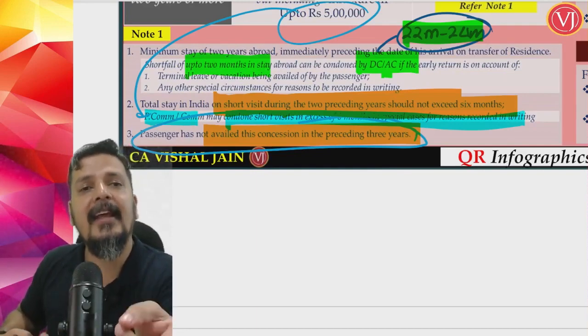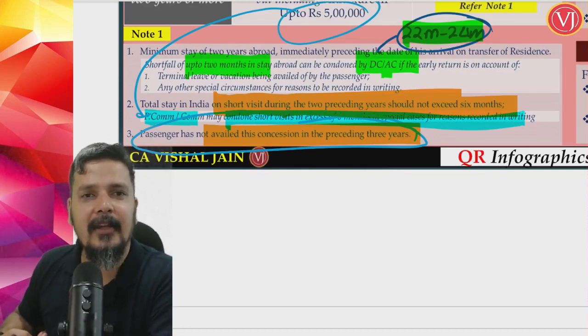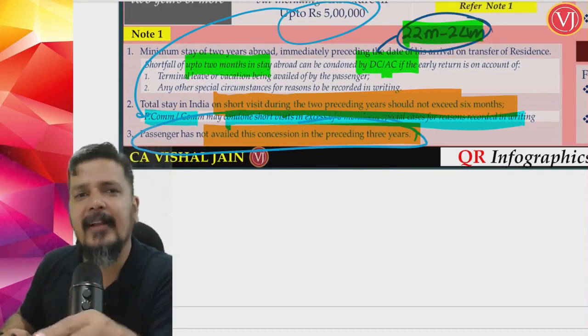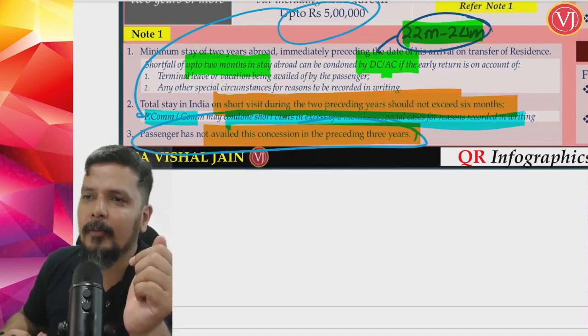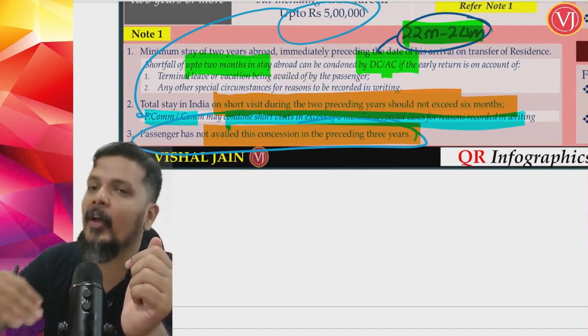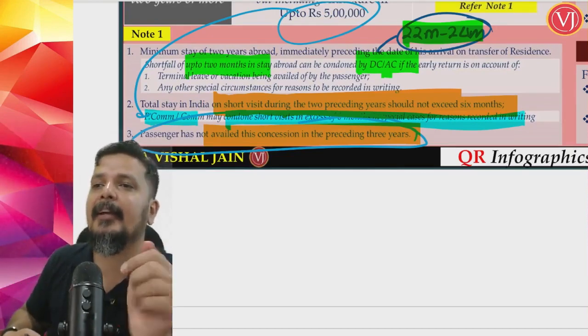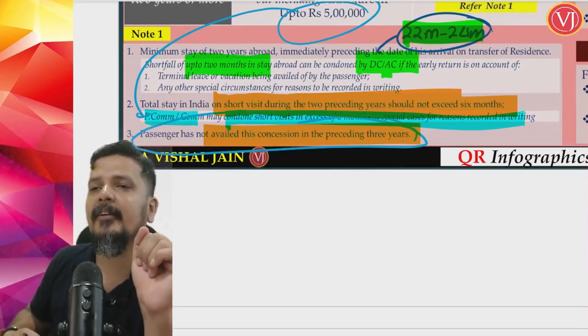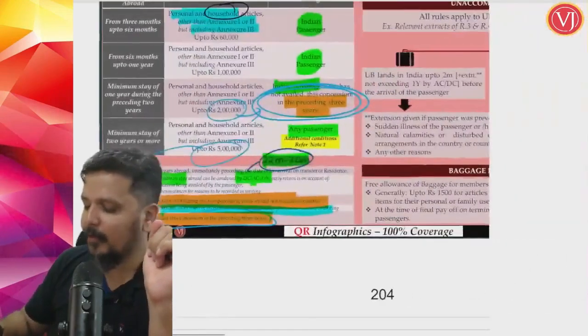But if your stay in the US itself is not touching 2 years, but it is almost touching 2 years, what is that? 22 to 24 months. Technically, you are eligible for 2 lakhs, but if you request the ACDC and if he is convinced, he can make it 5 lakhs. He can make it 5 lakhs. So that is all about your rule 6.